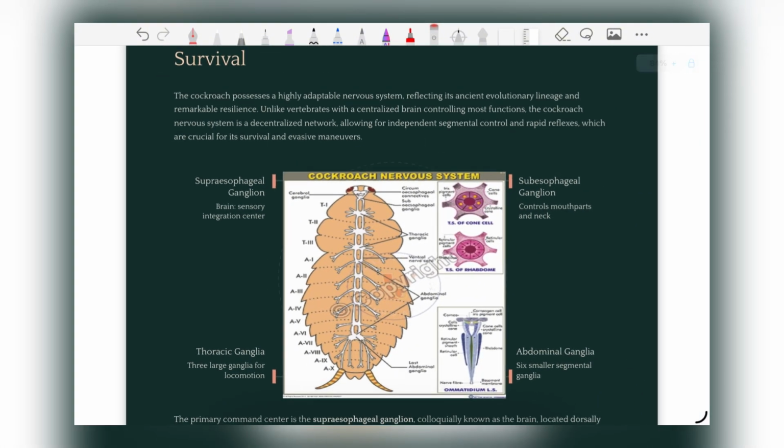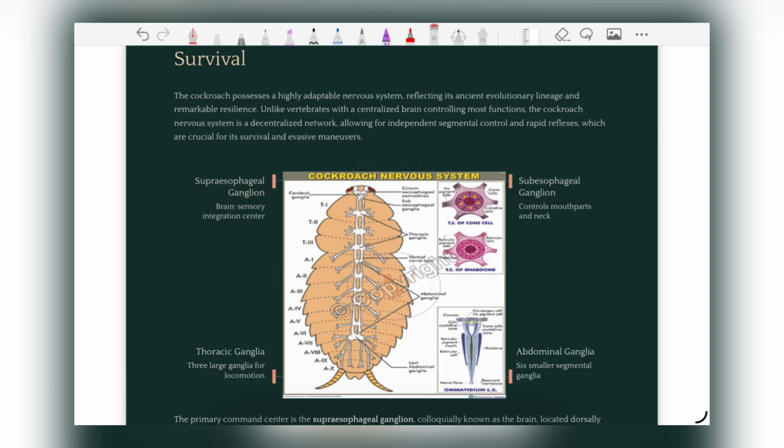The cockroach possesses a highly adaptable nervous system reflecting its ancient evolutionary lineage and remarkable resilience. Unlike vertebrates with a centralized brain controlling most functions, the cockroach nervous system is a decentralized network, allowing for independent segmental control and rapid reflexes, which are crucial for its survival and evasive maneuvers.